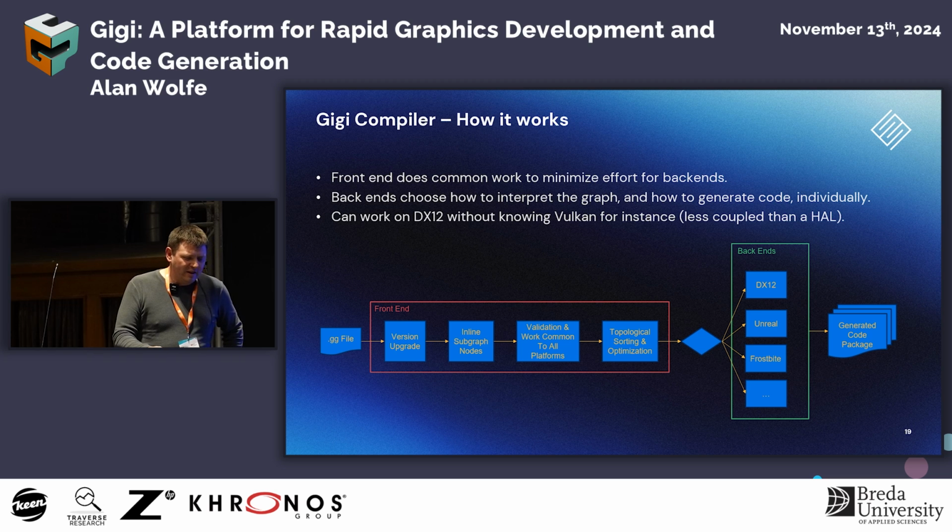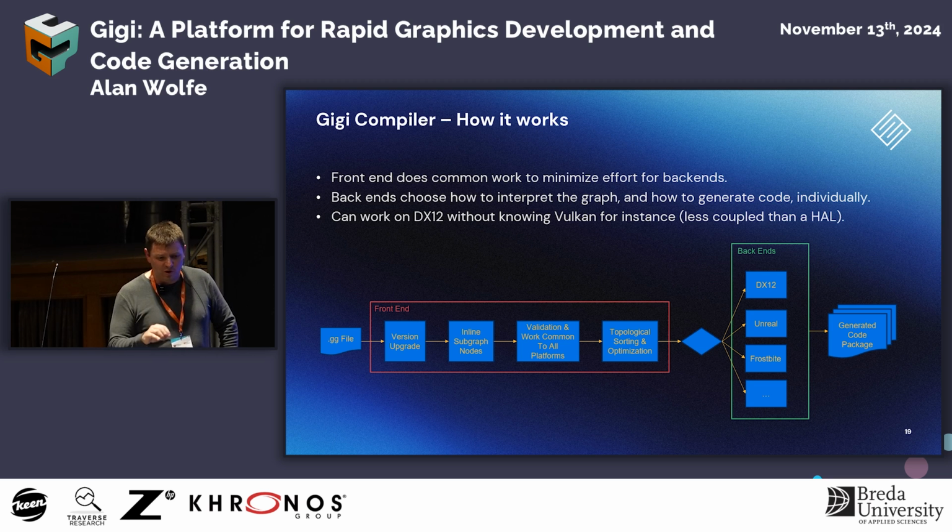And then getting into the technical bits of how the compiler works, there's a front end that's in red, and that does all the common work that all the backends need. So it'll do validation, it'll do inlining of the child graph nodes, and it'll also topologically sort it to make the command list work. And then from there, it'll pass the result of that work to whatever backend was chosen.